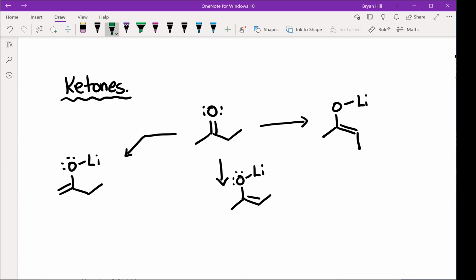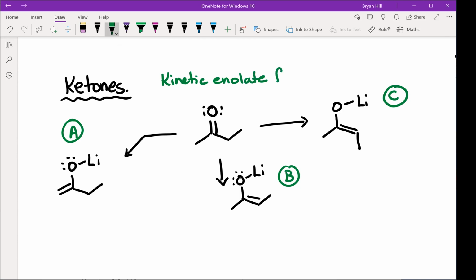So one of these enolates forms faster than the other, and some of the others are more stable than the one which forms the fastest. So one of these is what we would call the kinetic enolate. Call this A, B, or C. So which of these do you think is the kinetic enolate? The kinetic enolate would form the fastest. It's A.